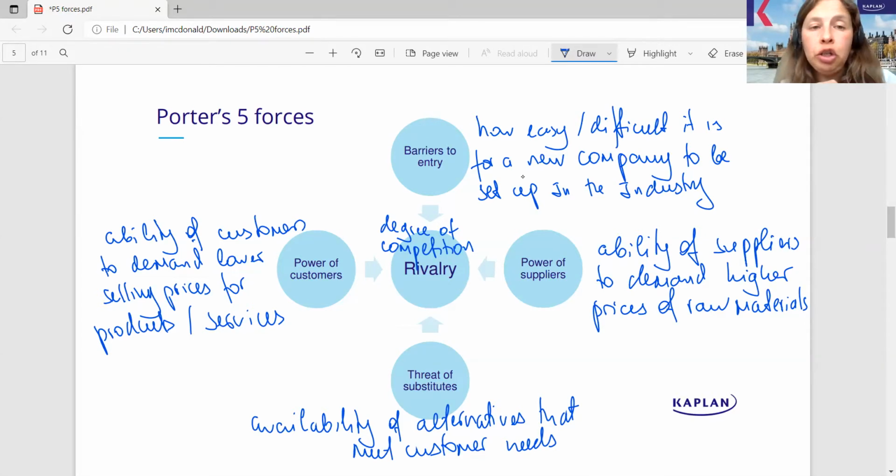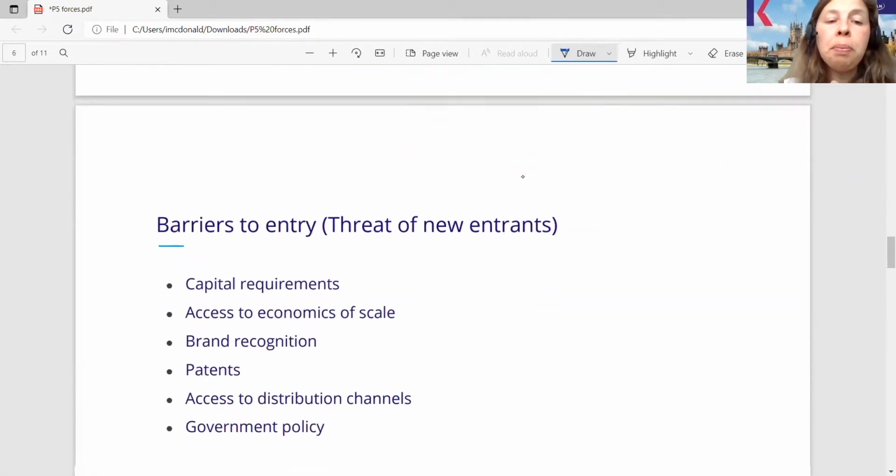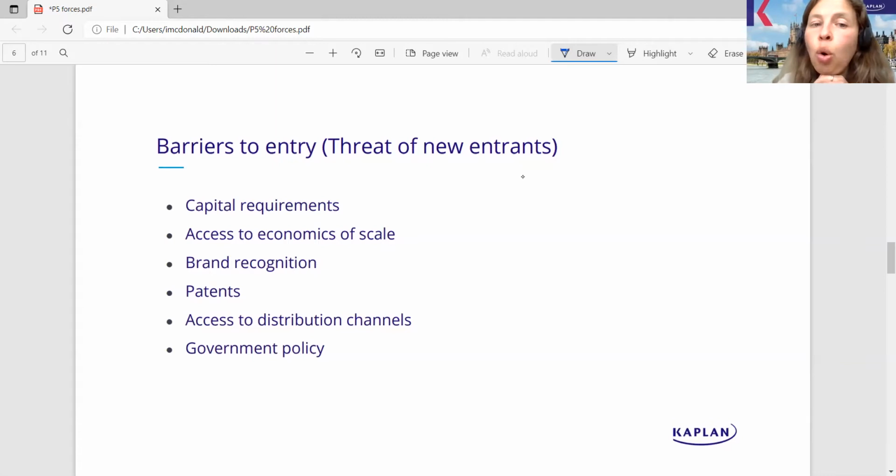Let's now look individually at each of those forces. Starting with barriers to entry, depending on the material you might be using, barriers to entry could have two names: either barriers to entry, or alternatively, threat of new entrants, indicating how difficult it is for new entrants to get in, and the fact that new entrants coming into the industry might create a threat, a difficulty for the organizations that are already there. So what are the factors that we need to consider?